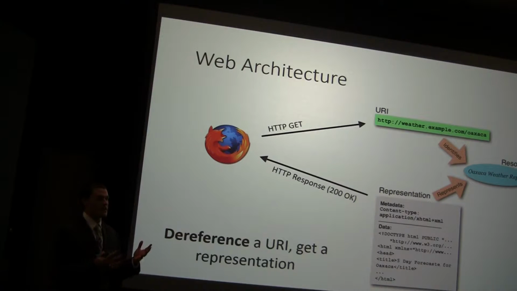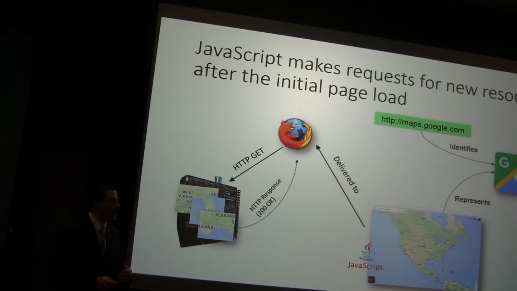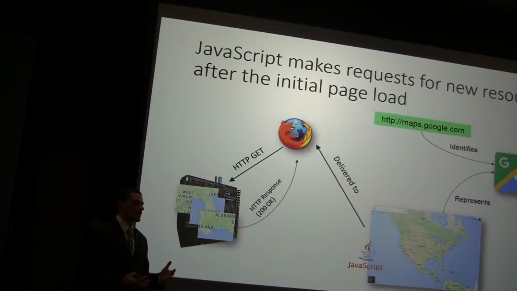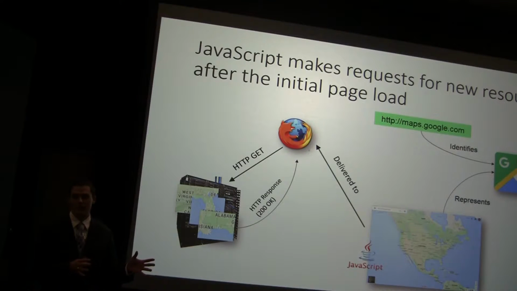And this process is called dereferencing. So when our browser dereferences a URI, it gets back a representation. And this was the extent of the process before we had the introduction of client-side tools like JavaScript. And when JavaScript was introduced, we had a little bit more of a complex process that happens.